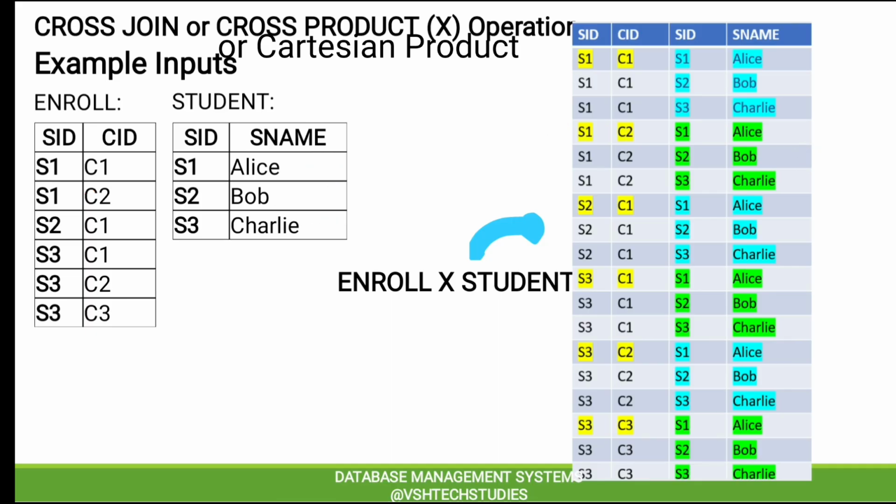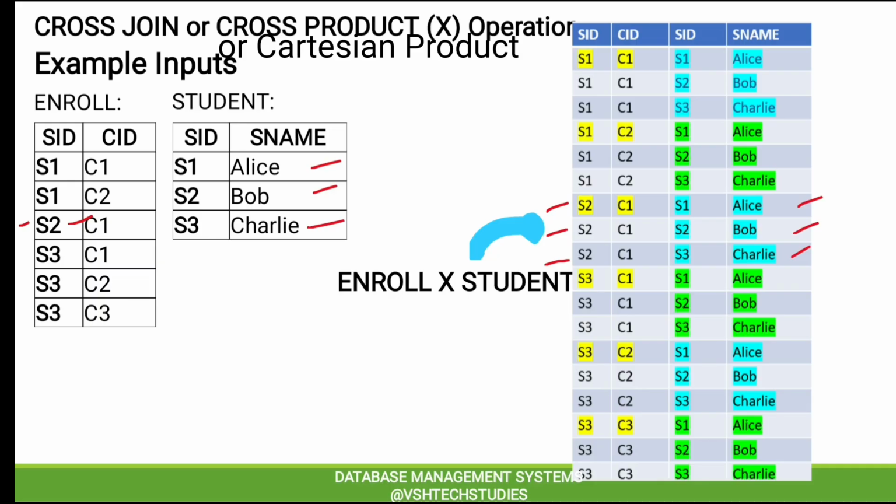This must be repeated for the third row in the first table. It should be joined with the first row in the second table. So the next row in the product relation is generated. Then that is joined with the second row in the second relation, so the next row in the product relation is generated. So it is joined with the third row, and hence the next row is generated. So this completes the procedure with the third row in the first table.